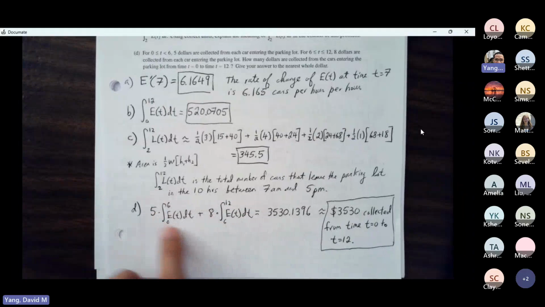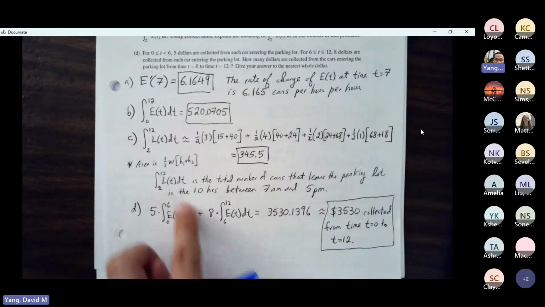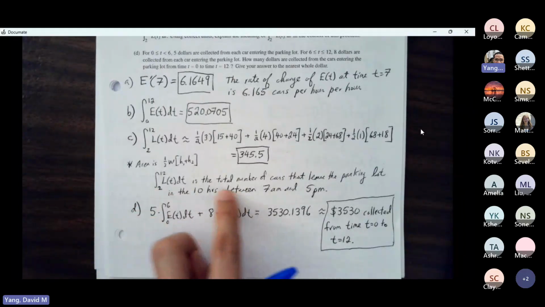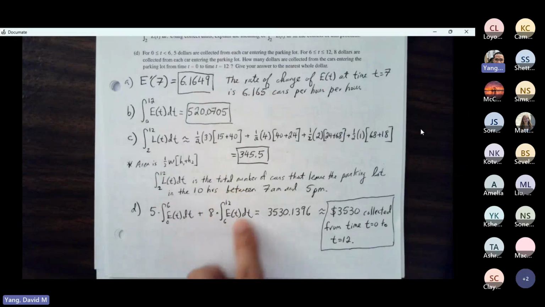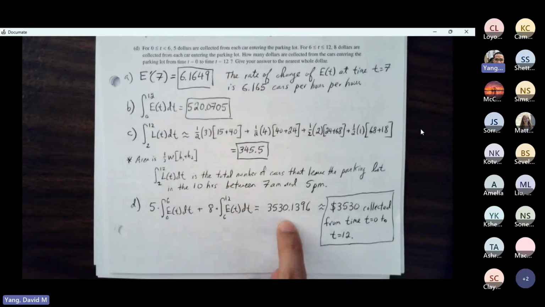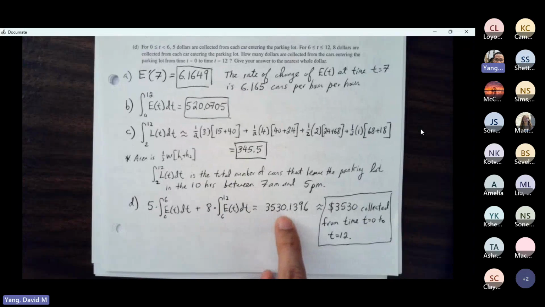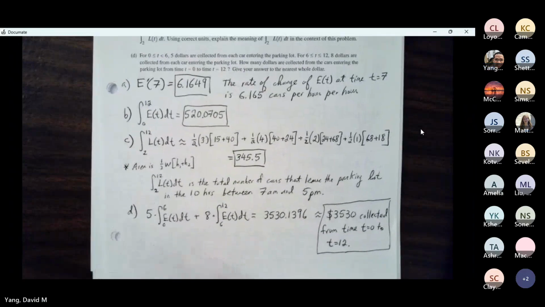This will give us the money collected in the first 6 hours. This will give us the money collected in the next 6 hours. Add those together, rounded to the nearest dollar, $3,530 collected from the 0th hour to the 12th hour.